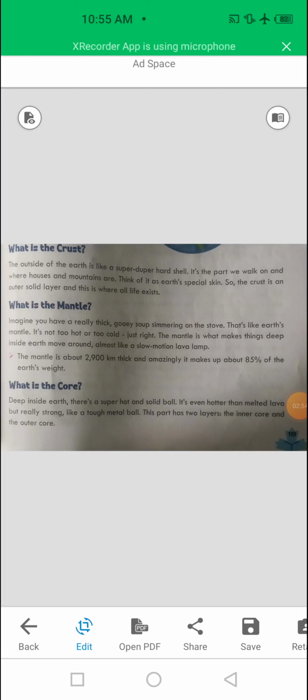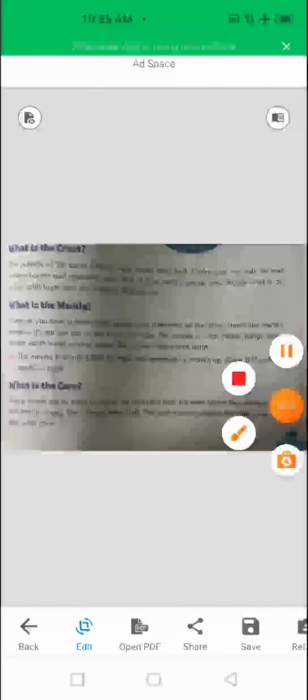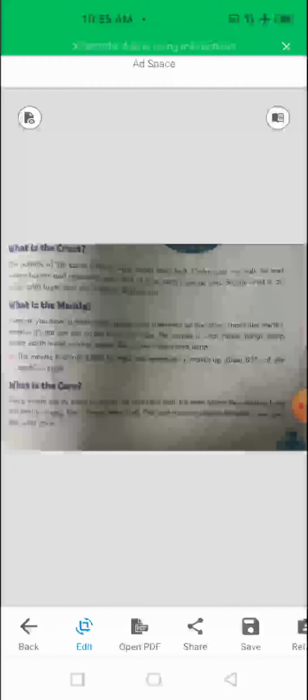What is the crust? The outside of the Earth is like a super duper hard shell. It is the part we walk on and where houses and mountains are. Think of it as Earth's special skin. So the crust is an outer solid layer and this is where all life exists.